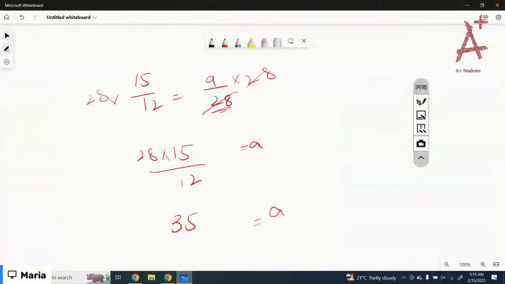Let me just explain again. Just listen to me carefully. The question is 15 over 12 equals A over 28. You have to calculate the value of A. 28 is dividing here. The opposite of division is multiplication, so I multiplied 28 on both sides. 28 and 28 got cancelled out. You're left with A, and here you have to do 28 times 15 divided by 12. So it would be 35.